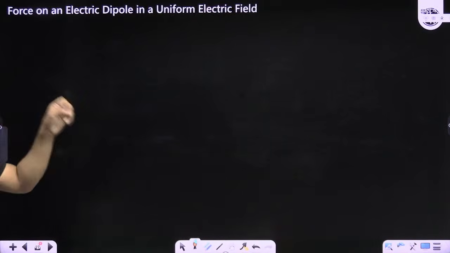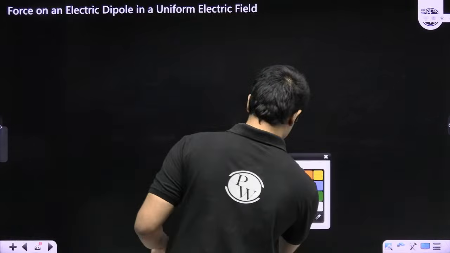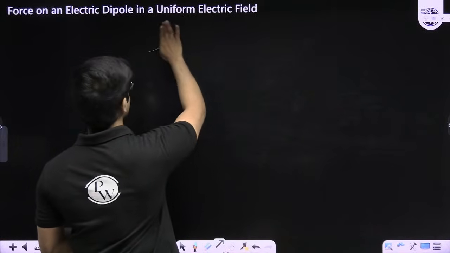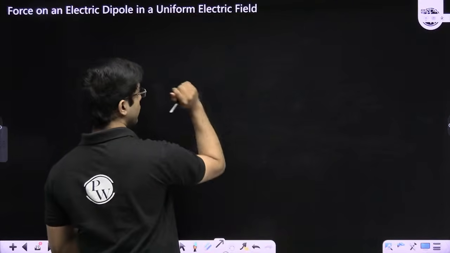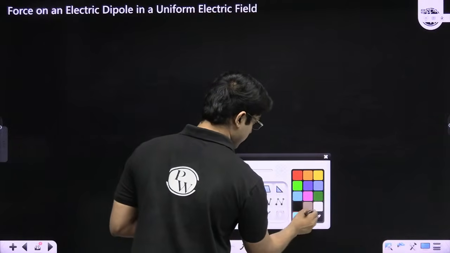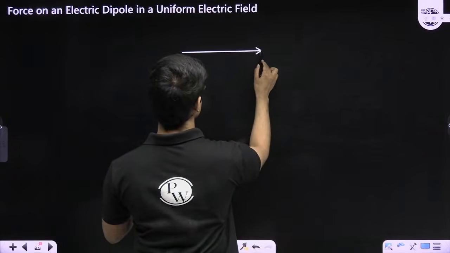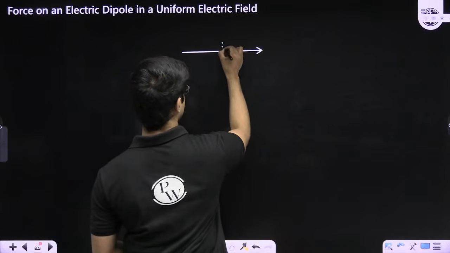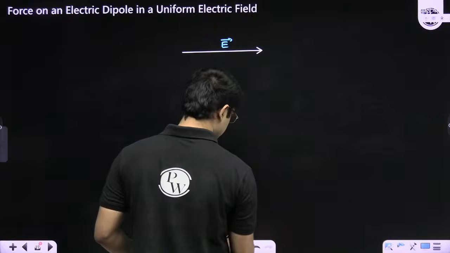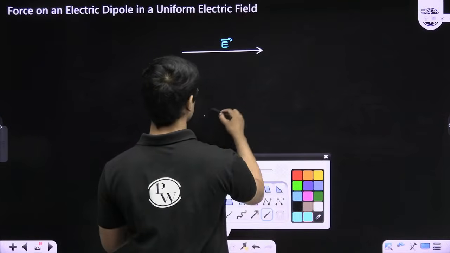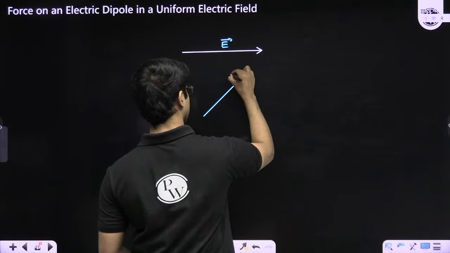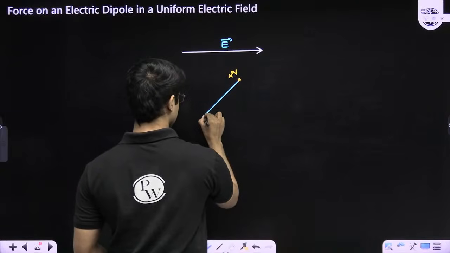Okay, so now the electric dipole topic. There were two topics left from the last lecture. The first is the electric dipole in a uniform field. Firstly, we have a constant electric field everywhere. I am taking the field to be along the x direction, and we are placing a dipole in this field. Let's say this is the plus q charge and this is the minus q charge.